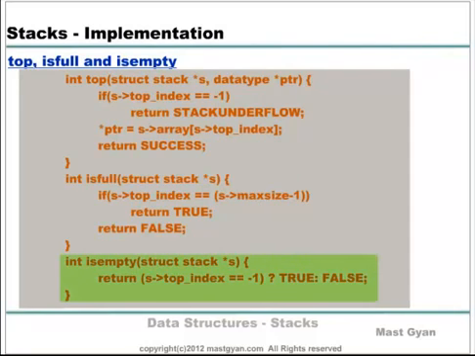The next function is empty. This is also very simple. If there are any elements in the stack, then top_index will not be -1. Hence, if top_index is -1, that means stack is empty, so return true, else return false.